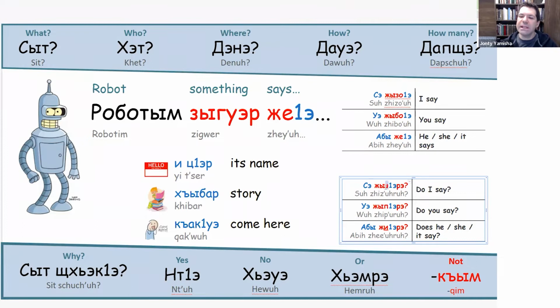This is a z, but it's so close to the s that it almost sounds like an s sound.